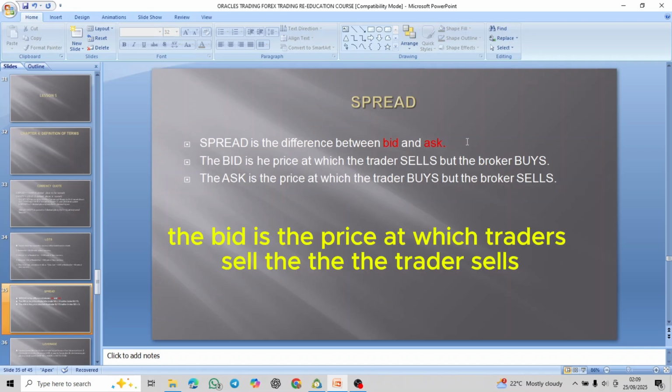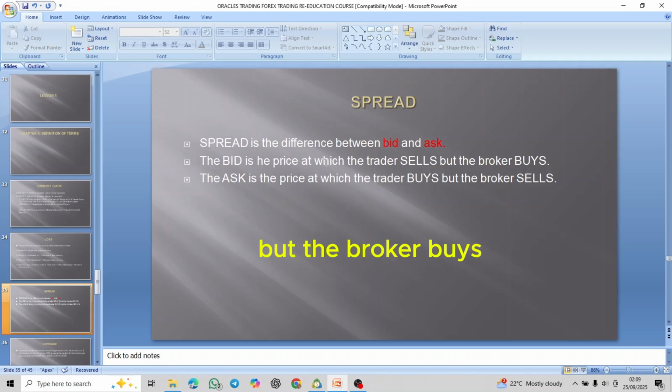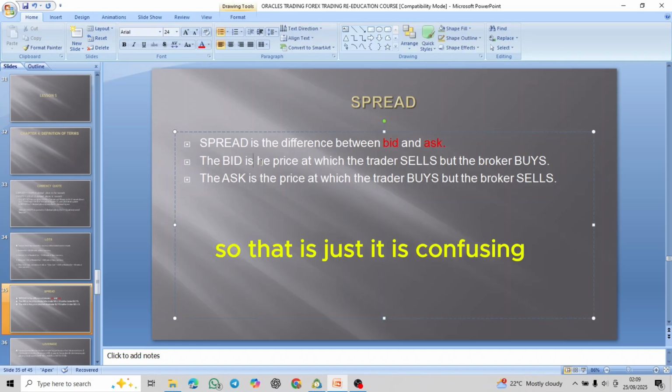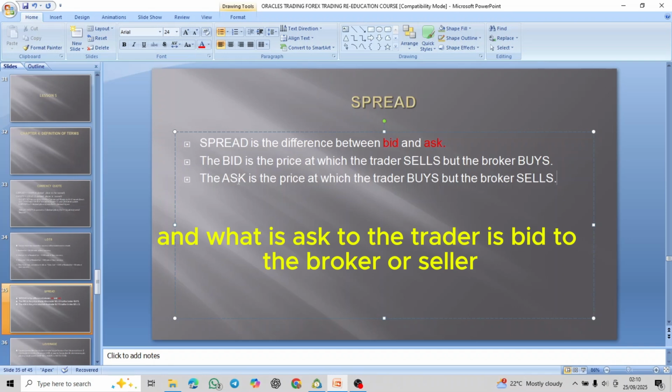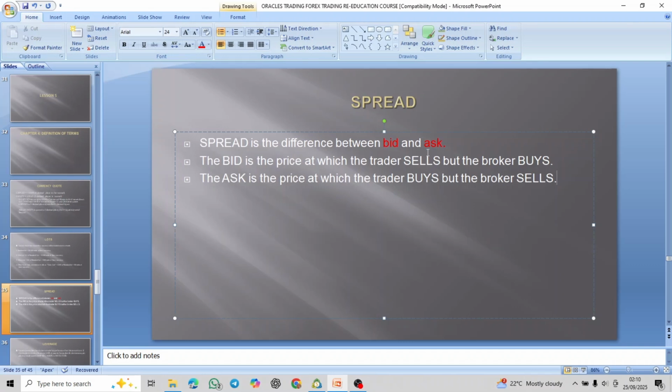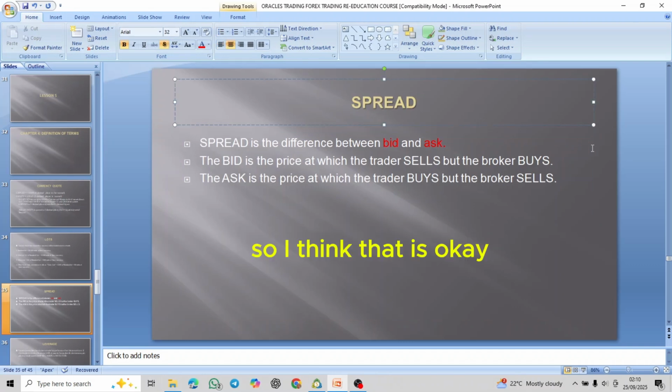The bid is the price at which traders sell. The trader sells, but the broker buys. So that is just it. It is confusing. What is bid to the trader is ask to the broker, and what is ask to the trader is bid to the broker. So I think that is okay.